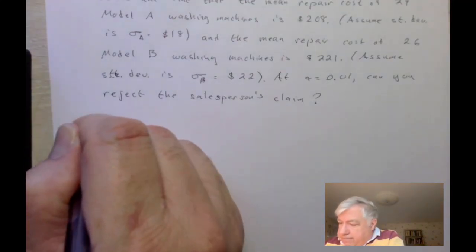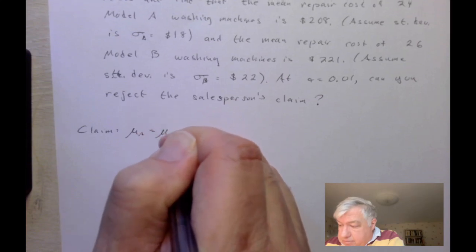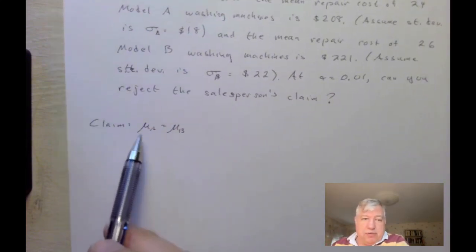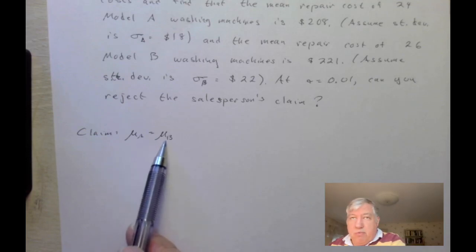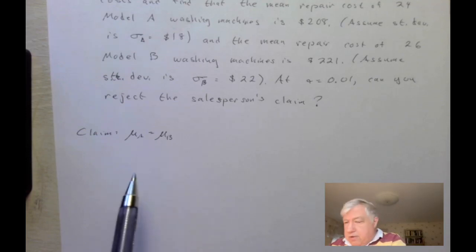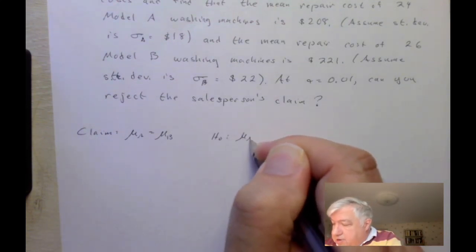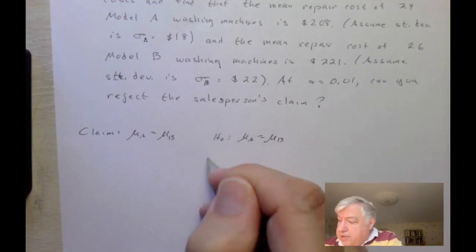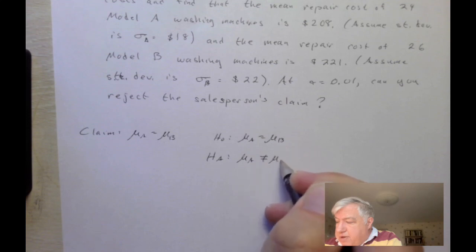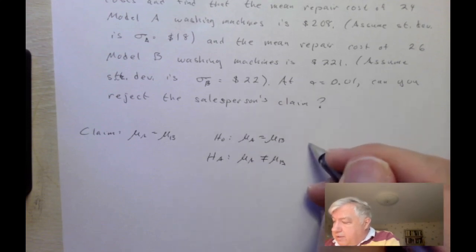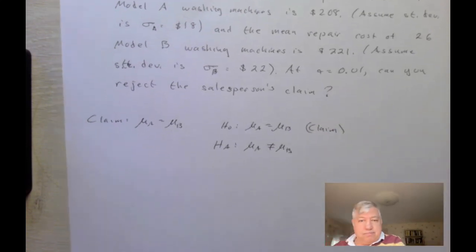So the claim that we're evaluating is again one of equality, where mu A represents the mean repair cost of Model A, and this is the mean repair cost of B. Okay, so I should say that H0 says that mu A equals mu B, and the alternative hypothesis says mu A is not equal to mu B, and this is our claim that we're either going to reject or we're not going to reject.